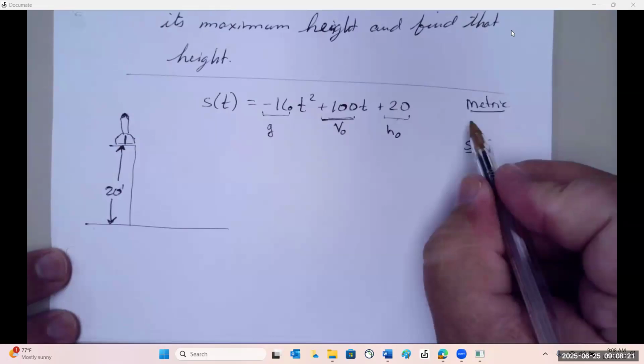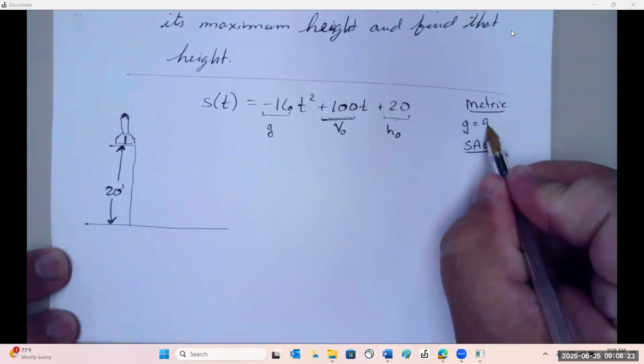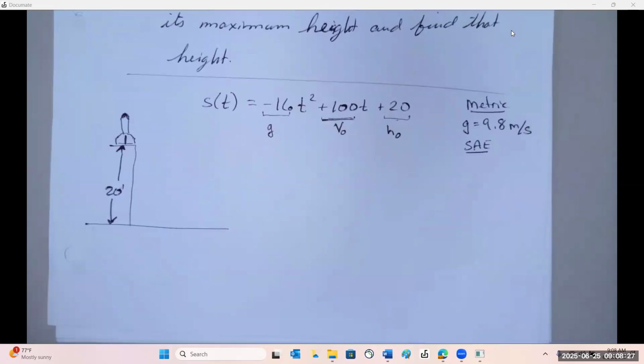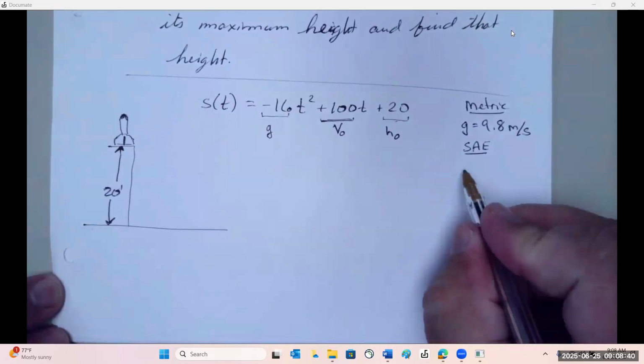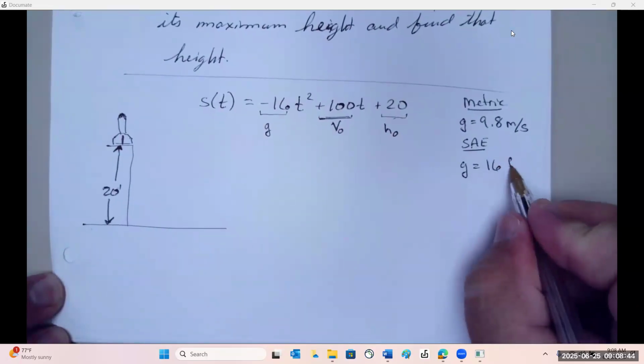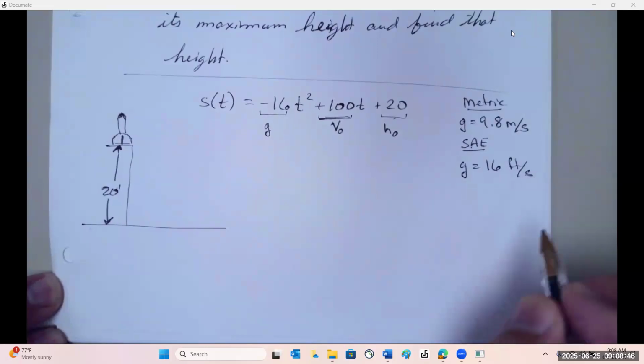In the metric system, gravity is 9.8 meters per second squared. Everybody says a meter is like a yard. Yeah, I guess. It's 3 feet, 3.2 inches. In SAE, gravity is 16 feet per second squared.